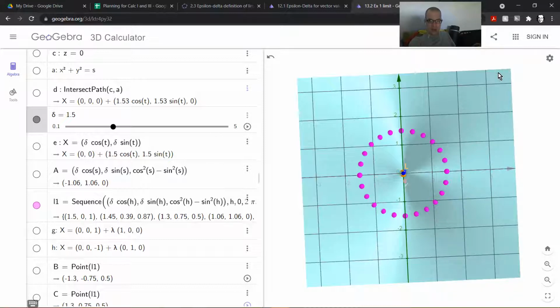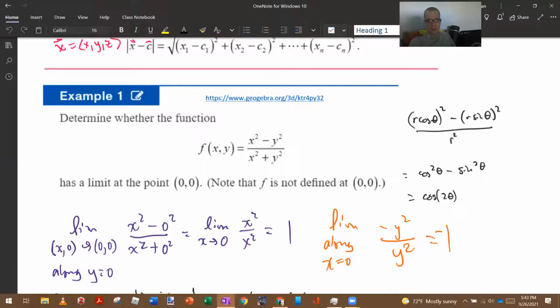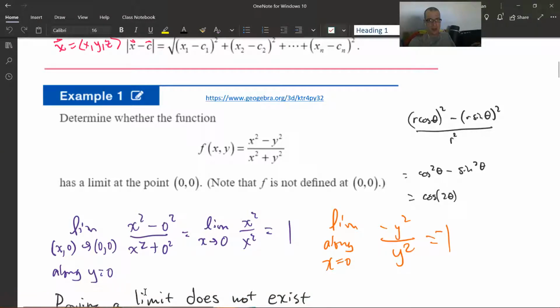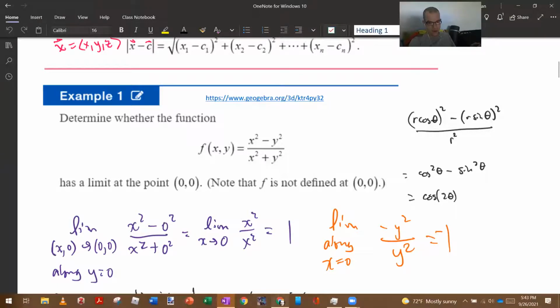We could travel along the line y equals x. We could travel along the line y equals -x. We could travel along the x-axis, the y-axis. There's a whole lot of options available to us. I think the first thing that I do is travel along the x-axis, which is y equals 0.